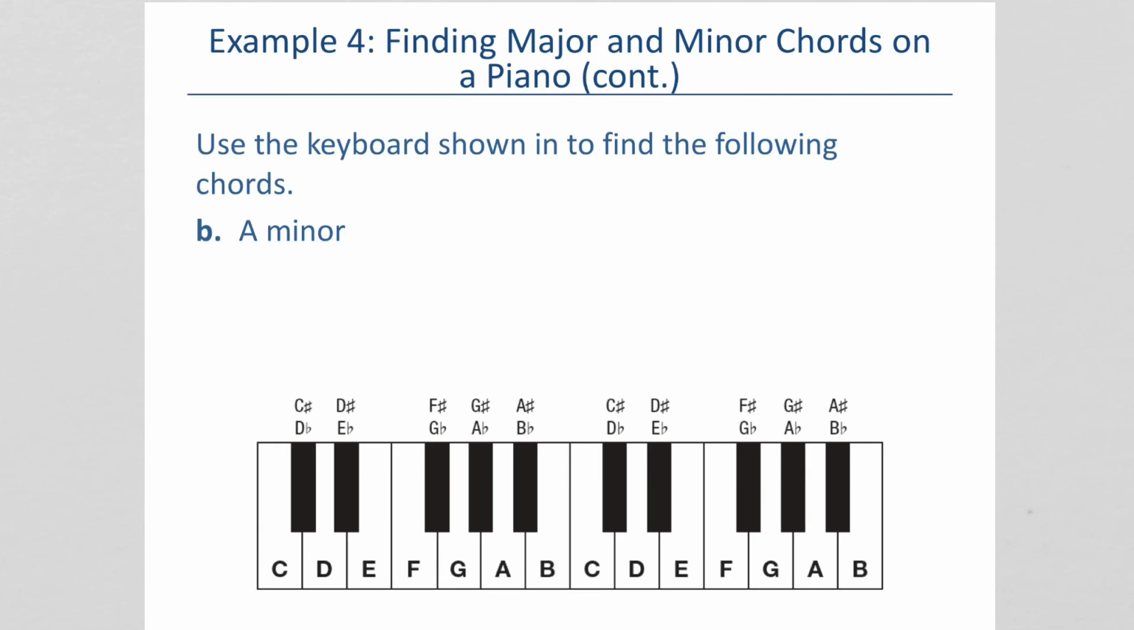A minor, we start with A, and we go 3 half steps. 1, 2, 3. There's C. And then 4. 1, 2, 3, 4, and end on E. So A minor would be the notes A, C, and E.